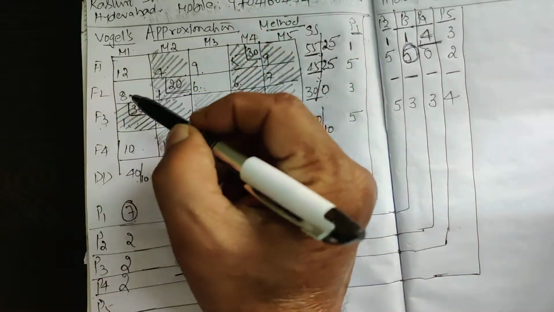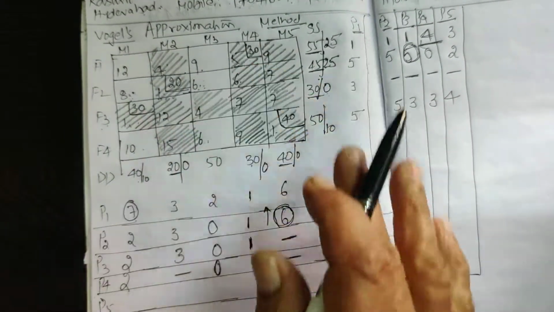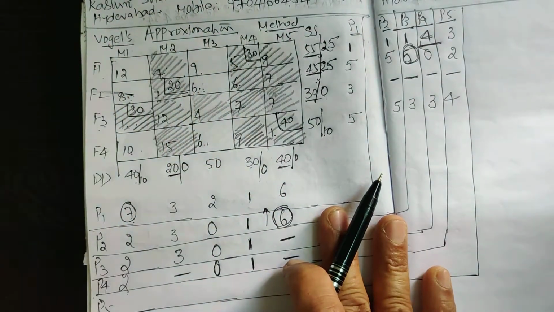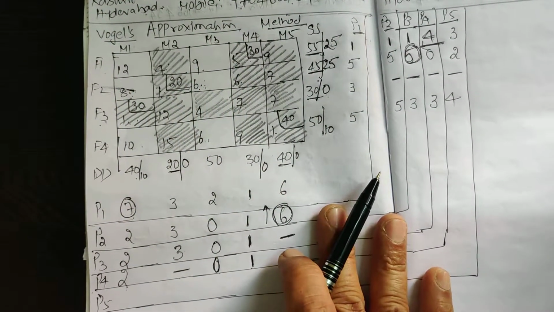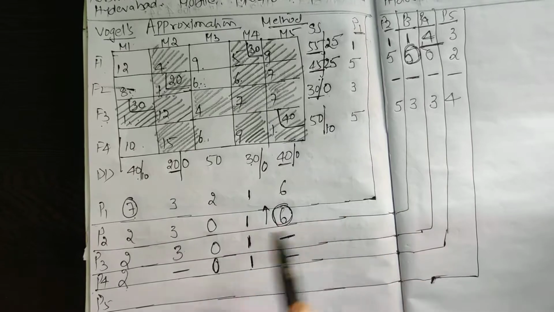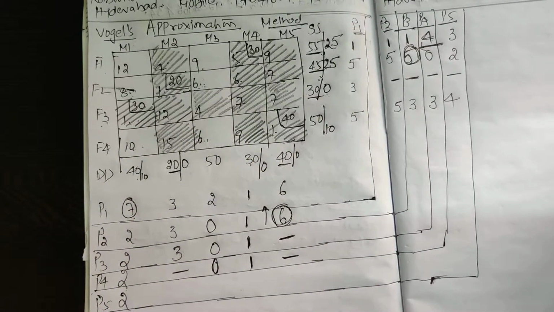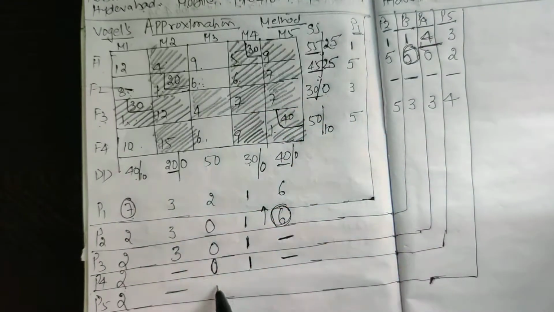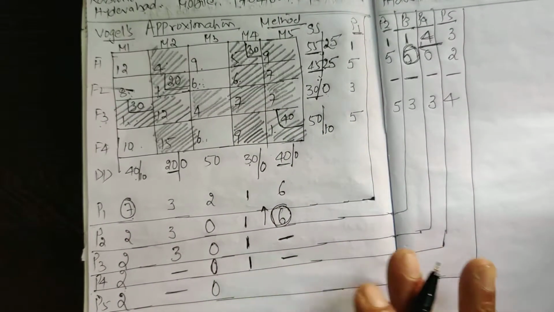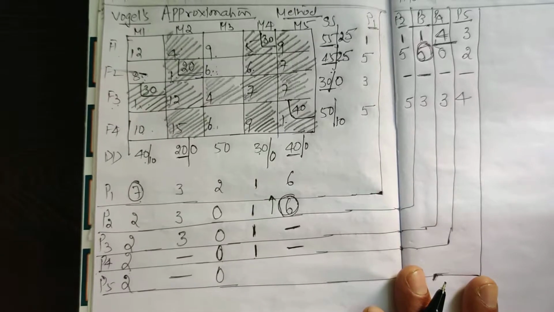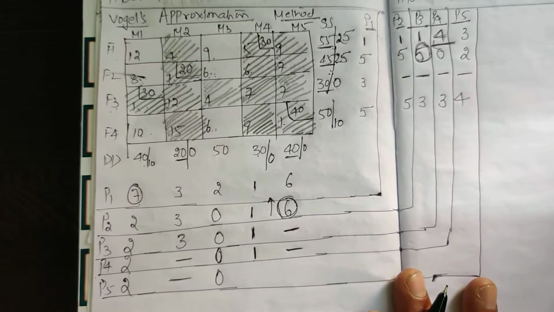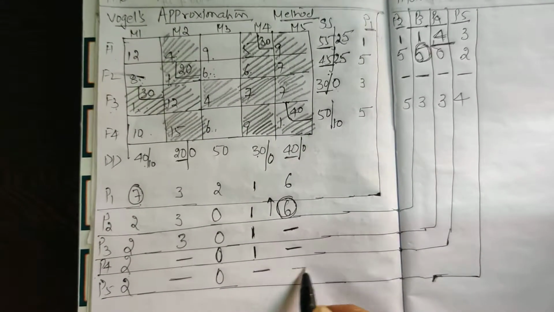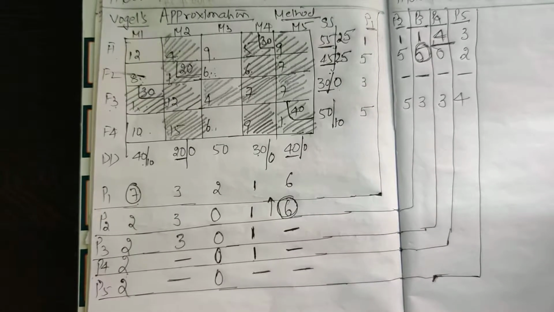First column, the least value is 8 rupees. The second lowest value is 10 rupees. The difference between 8 and 10 is 2. Then 6 rupees and 6 rupees, the difference is 0. No need to calculate the penalties for the fourth market and fifth market.